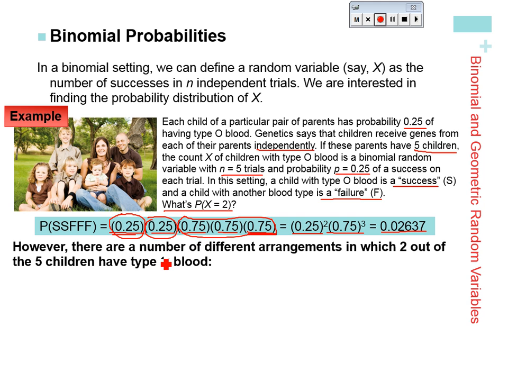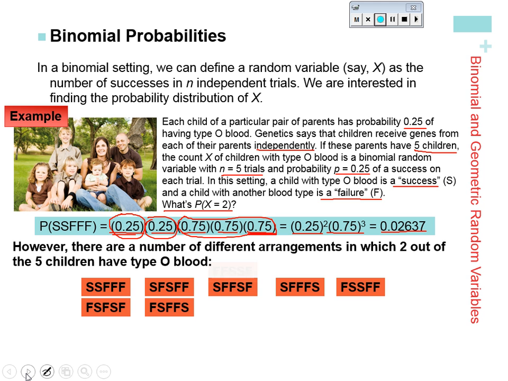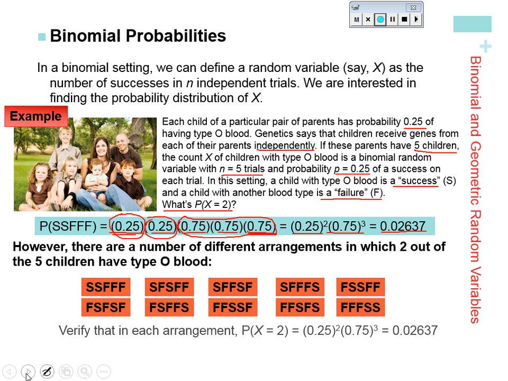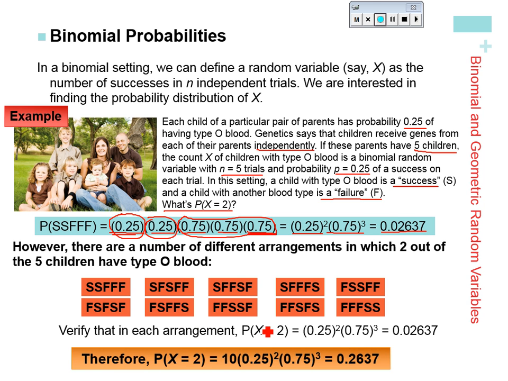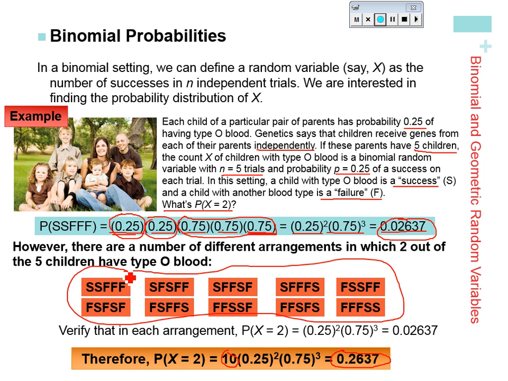So to find out how many different arrangements we could come up with here, and this basically just lists what all of those different arrangements are, there's a total of 10 different ways that we could arrange 2 of the 5 children having type O blood. So if we take this probability here and multiply it by the 10 different ways that can occur, the answer to this question would be 0.2637. So the question comes up, how do you know that there are 10 different ways that this could occur?